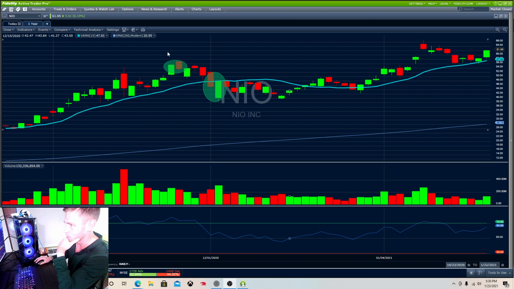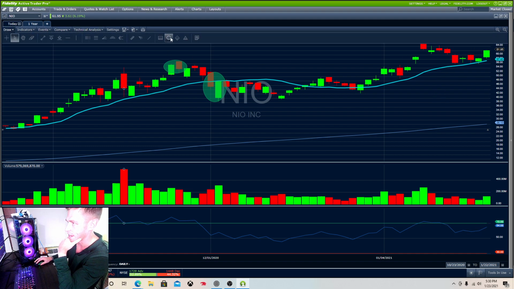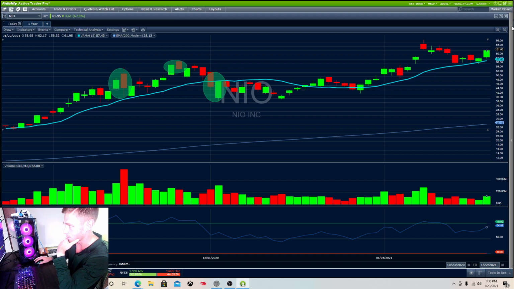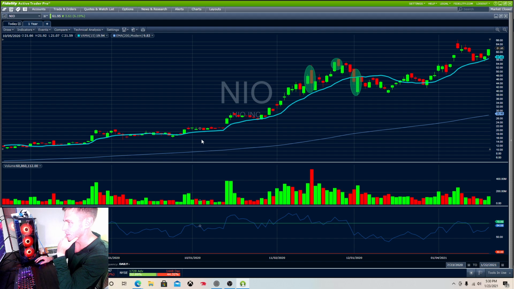Now, if we do zoom out really quick, I'm just going to circle this so that we can look at it after we zoom out. Look at the macroscopic trend. And if we look at the overall trend of NEO, you can see that it is trending bullish, right? So in this instance, this is a bullish indicator.